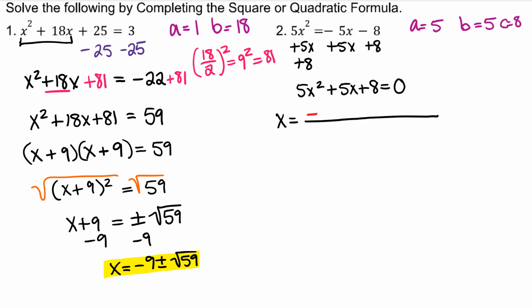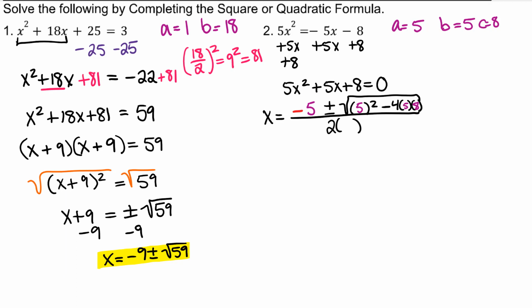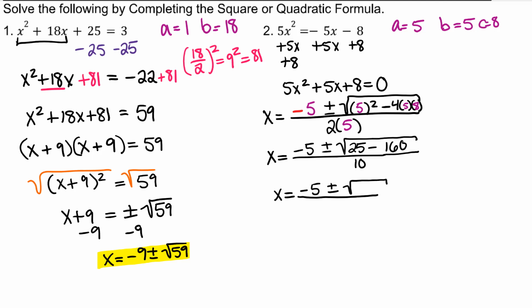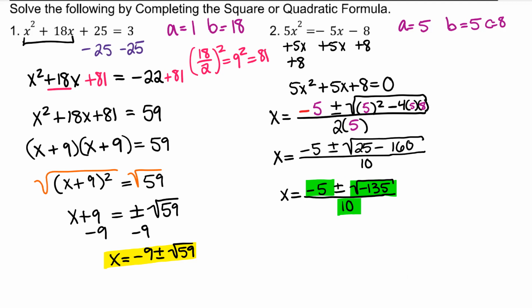X equals the opposite of b plus or minus the square root of b squared minus 4ac all over 2a. Now simplify. Now you may be tempted to want to reduce 5 over 10, but you cannot reduce unless all 3 terms have a common factor. I know 135 has a factor of 5, but this is not 135. This is root 135, or root negative 135.